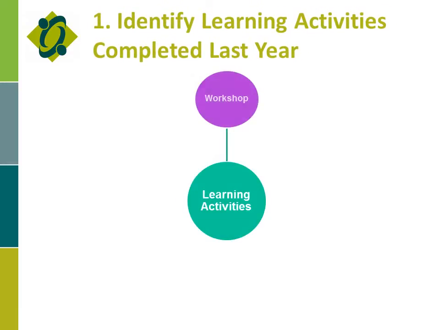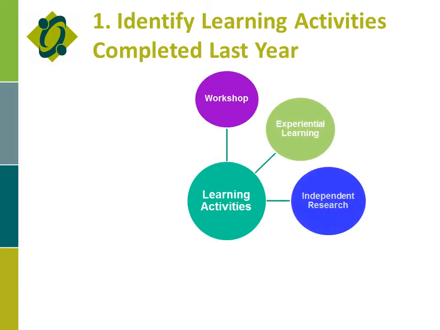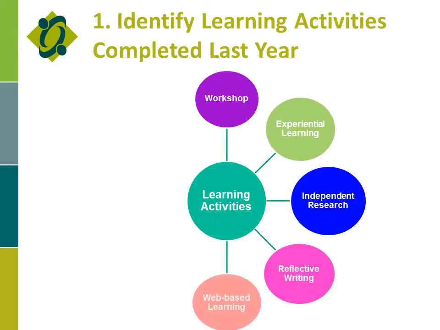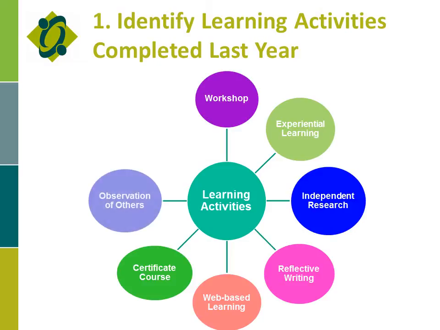The first step to going back to complete your CCP when you've fallen behind is to identify any learning activities that you completed during the CCP year in question. Remember that learning activities are defined broadly and are not limited to the ones on the screen. You can find more examples of learning activities on page 17 of the CCP Instructions Guide.